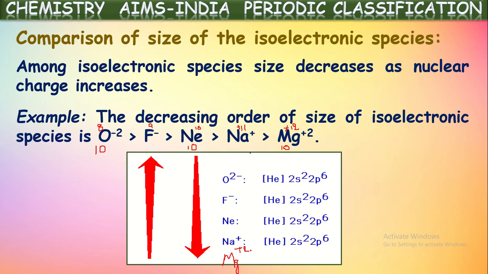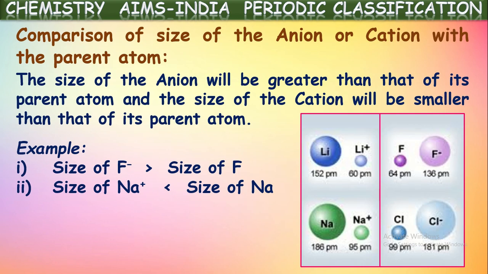Right? Size will be least for Mg plus 2 and it will be greater for O minus 2. Okay. Now let us see here the comparison of size of the anion or cation with parent atom. Parent atom means neutral atom.